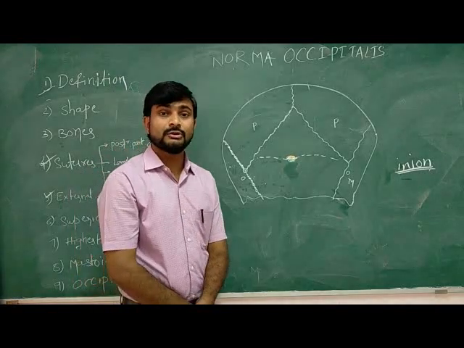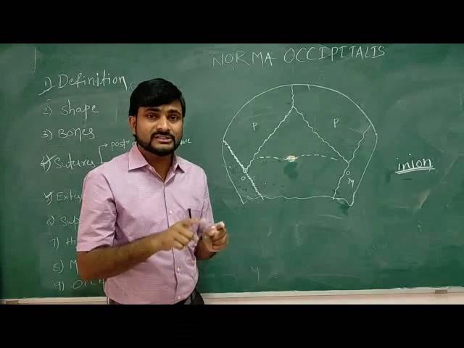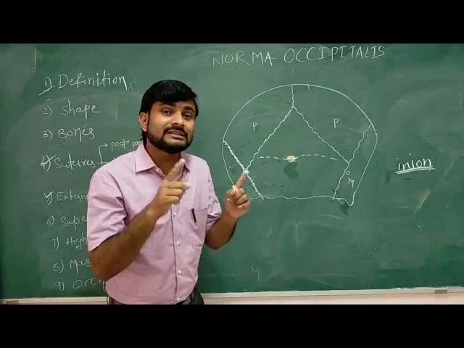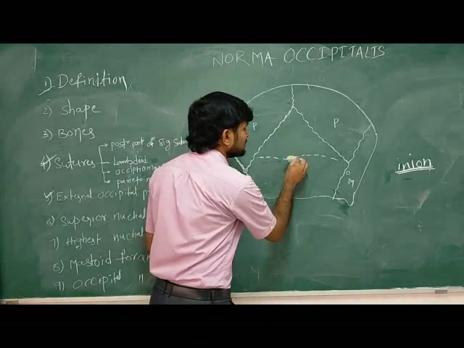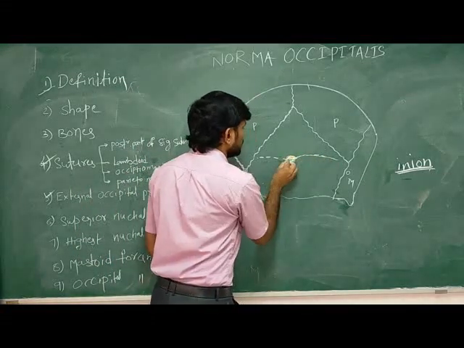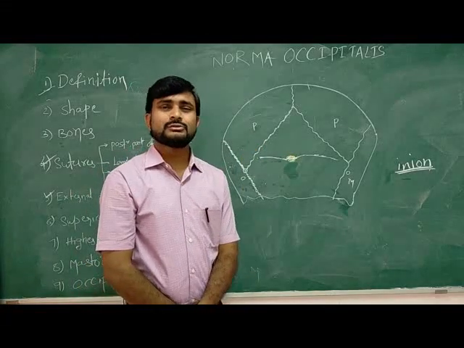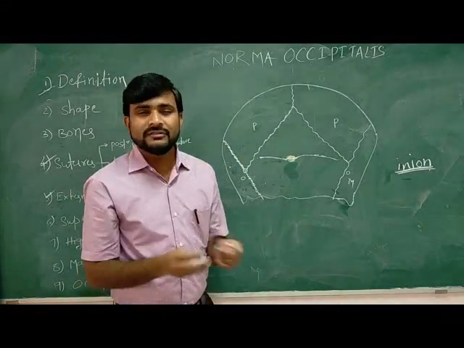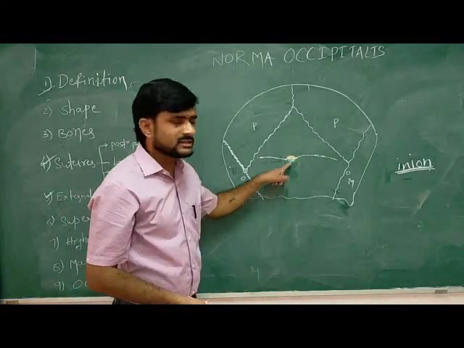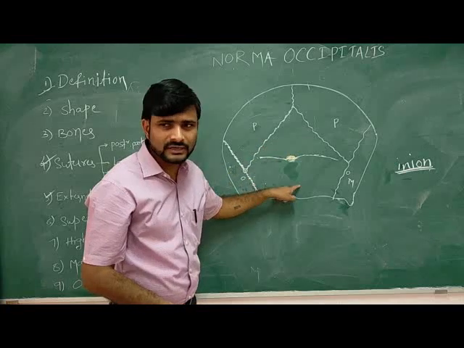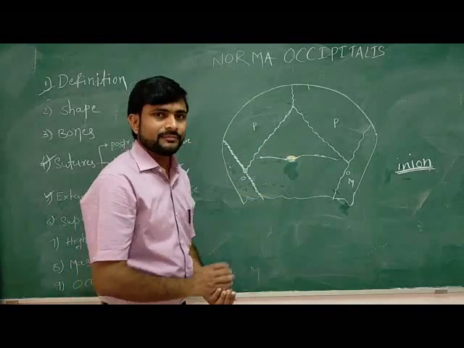This is the superior nuchal line. These are the bony curved ridges extending laterally on either side of the external occipital protuberance. These lines also demarcate the division between the head and the neck. Like the external occipital protuberance, the upper part is called the head and the lower part is the neck.